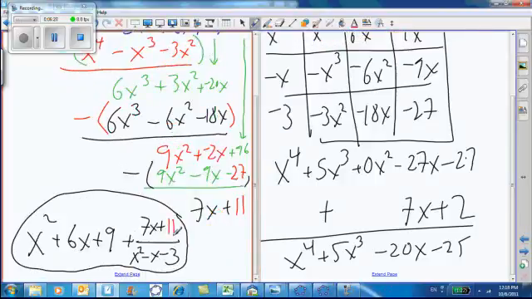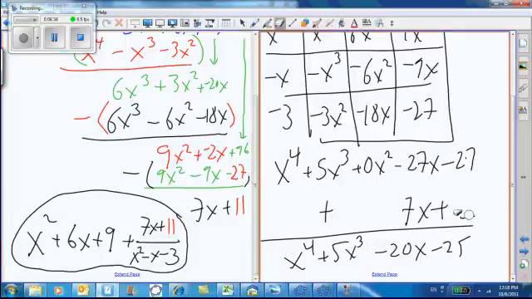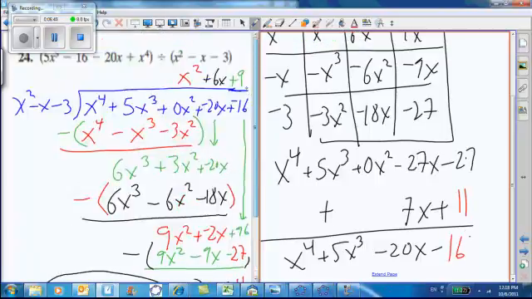Over x squared minus x minus 3. Now let's see if that works out when we do that over here. We add on 11, and it makes minus 16, and that matches with the original problem. Okay. There we go. That was our original quotient. Yeah, minus 16.